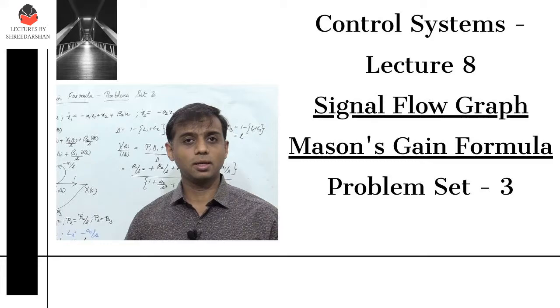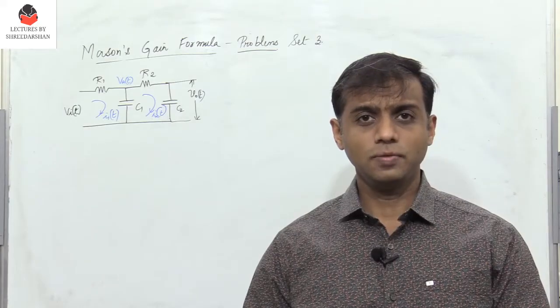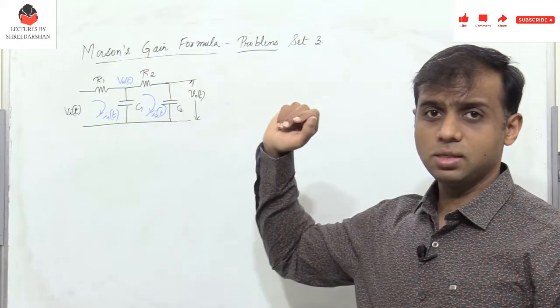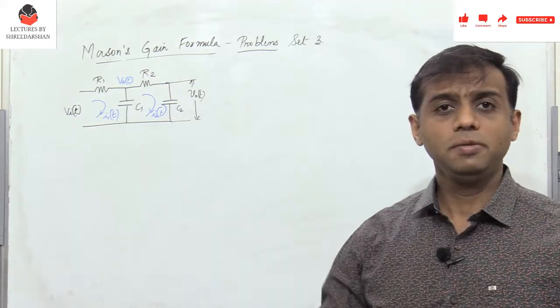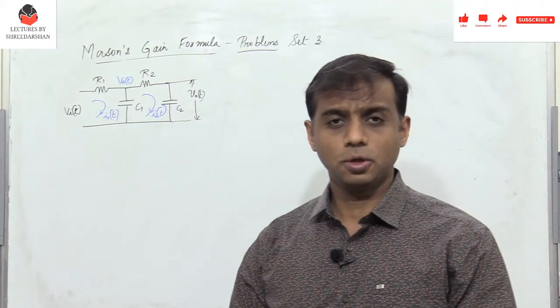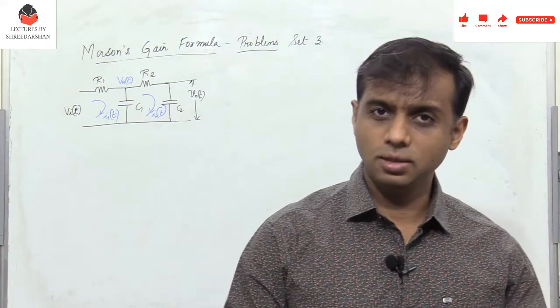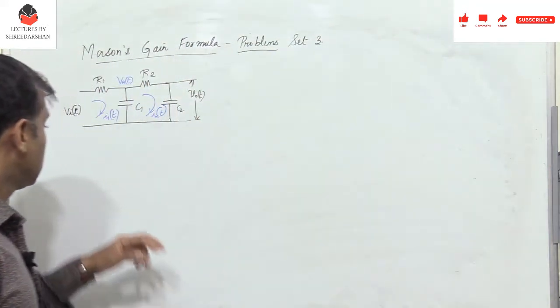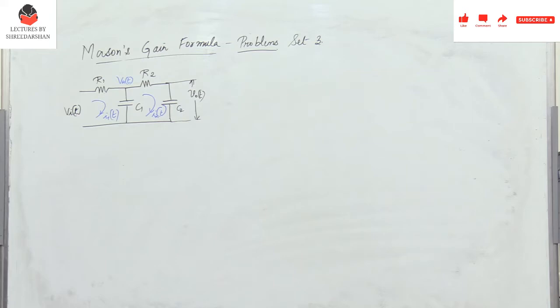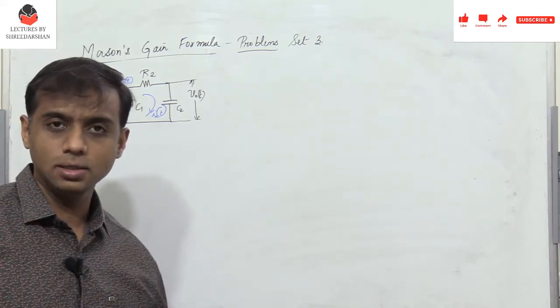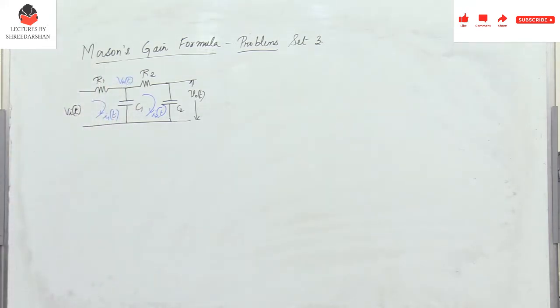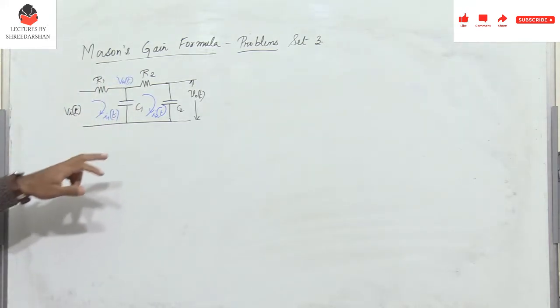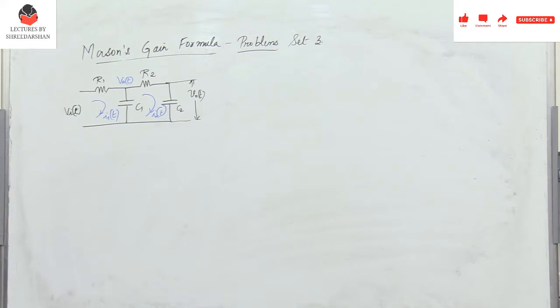Hello friends and students. We'll continue solving problems using Mason's gain formula. In the previous two videos we have solved a few problems and we shall solve two more problems in this video. Given an electric circuit, we need to draw the signal flow graph and also find the transfer function of the output versus the input. This is the electric circuit given here.